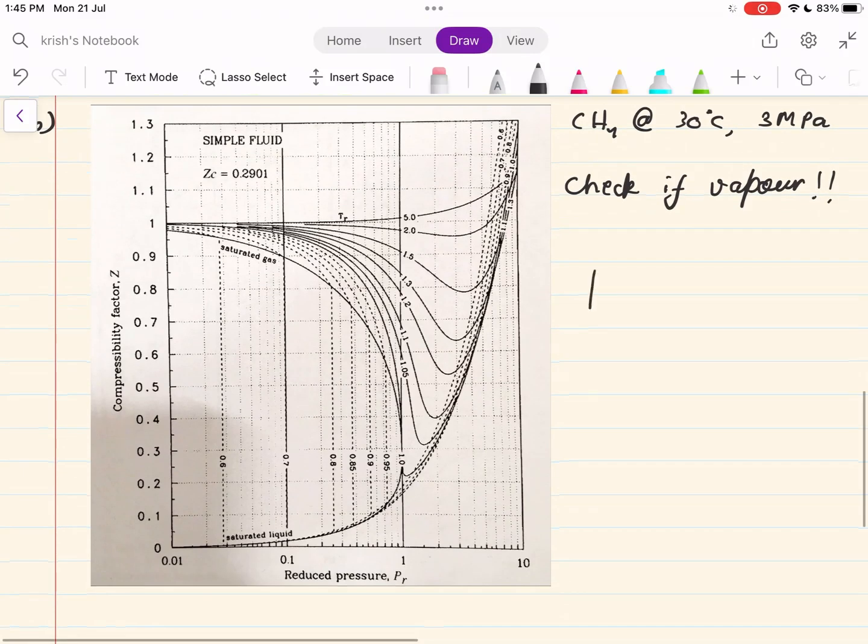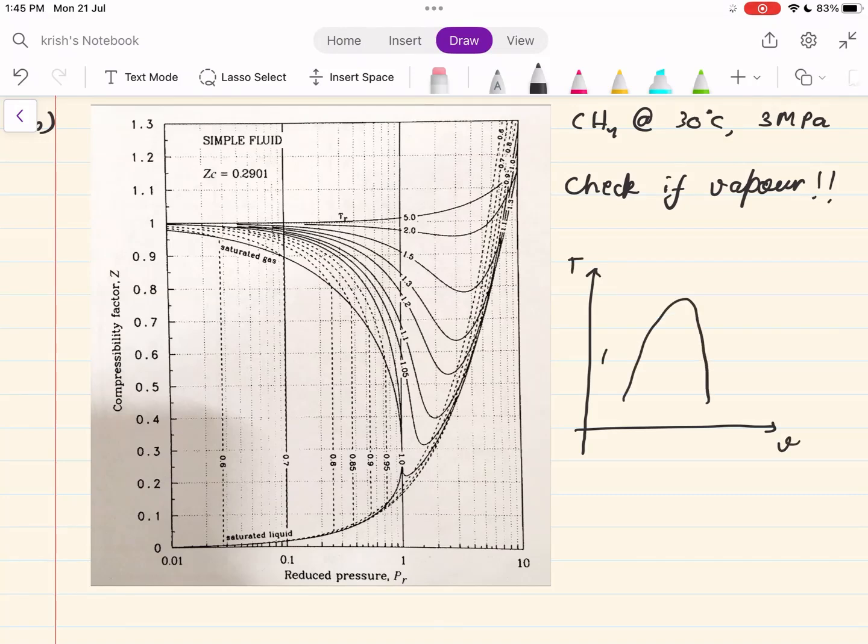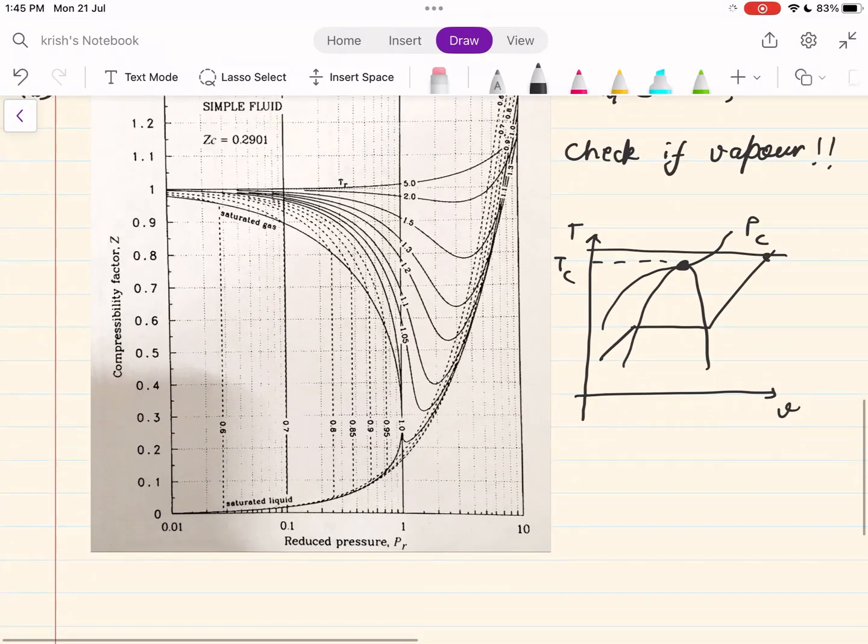Again, we will draw the TV graph. This is a supercritical fluid. This is PC, TC, and it will also come out to be a superheated vapor. This is our T given line, and this is our constant pressure P given line.